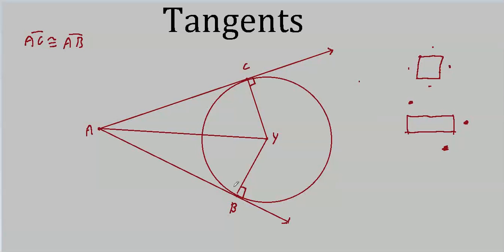Well, that means we're pretty much done, because corresponding parts of congruent triangles are congruent, which means this leg right here, which corresponds to this leg right here, they have to be congruent. Hence, AC is congruent to AB. Pretty simple, but it'll get used, I believe.